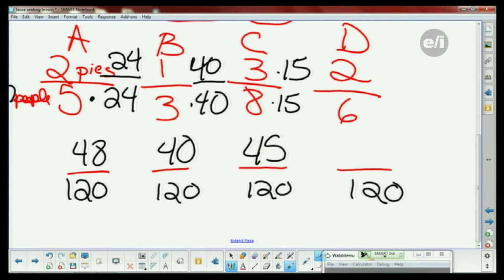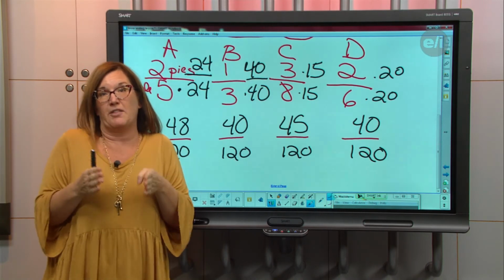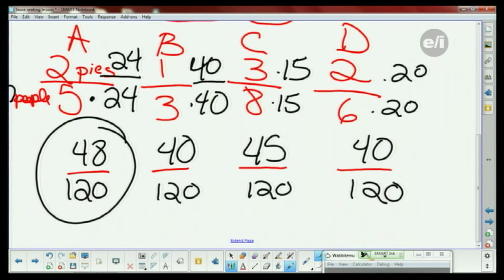And the very last one on the bottom, 6 goes into 120. It goes in 20 times, because 6 times 2 is 12 plus the 0, so I multiply the top. 2 times 20 is 40. All right, now I can quickly look at these pieces, and now I want the higher number. The higher number means I got the most pieces of 1/120th of a pie. So when I look at this, Table A is going to get me the most pies.